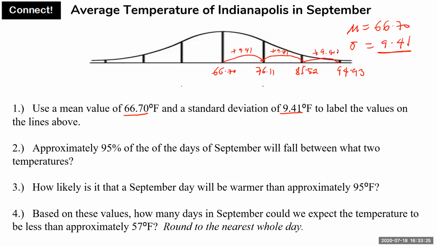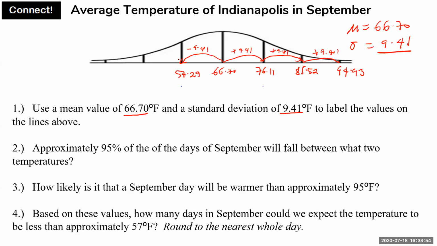Now, because we are moving to the left, we have to subtract. So here we take away 9.41. 66.7 minus 9.41. What do we have? This is 57.29.